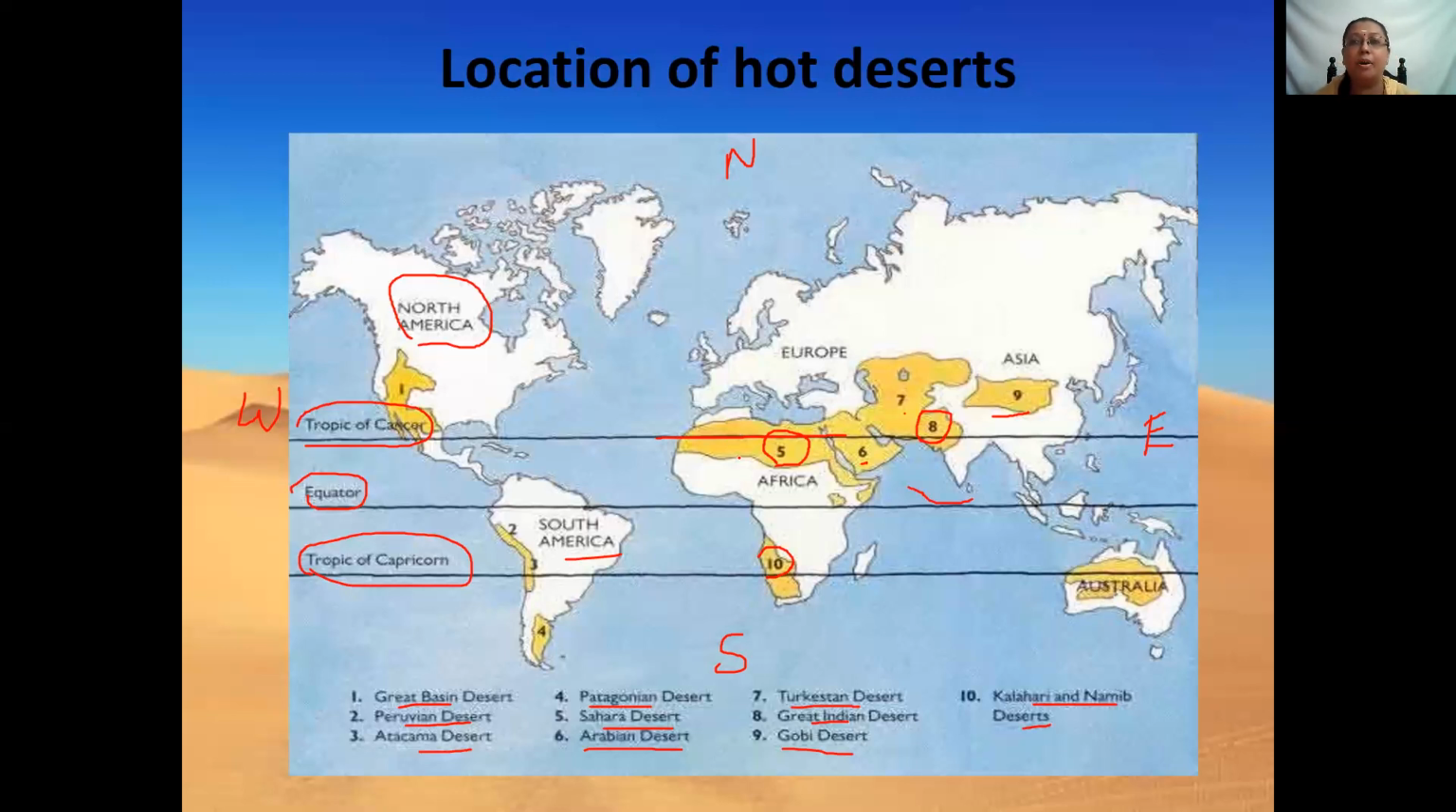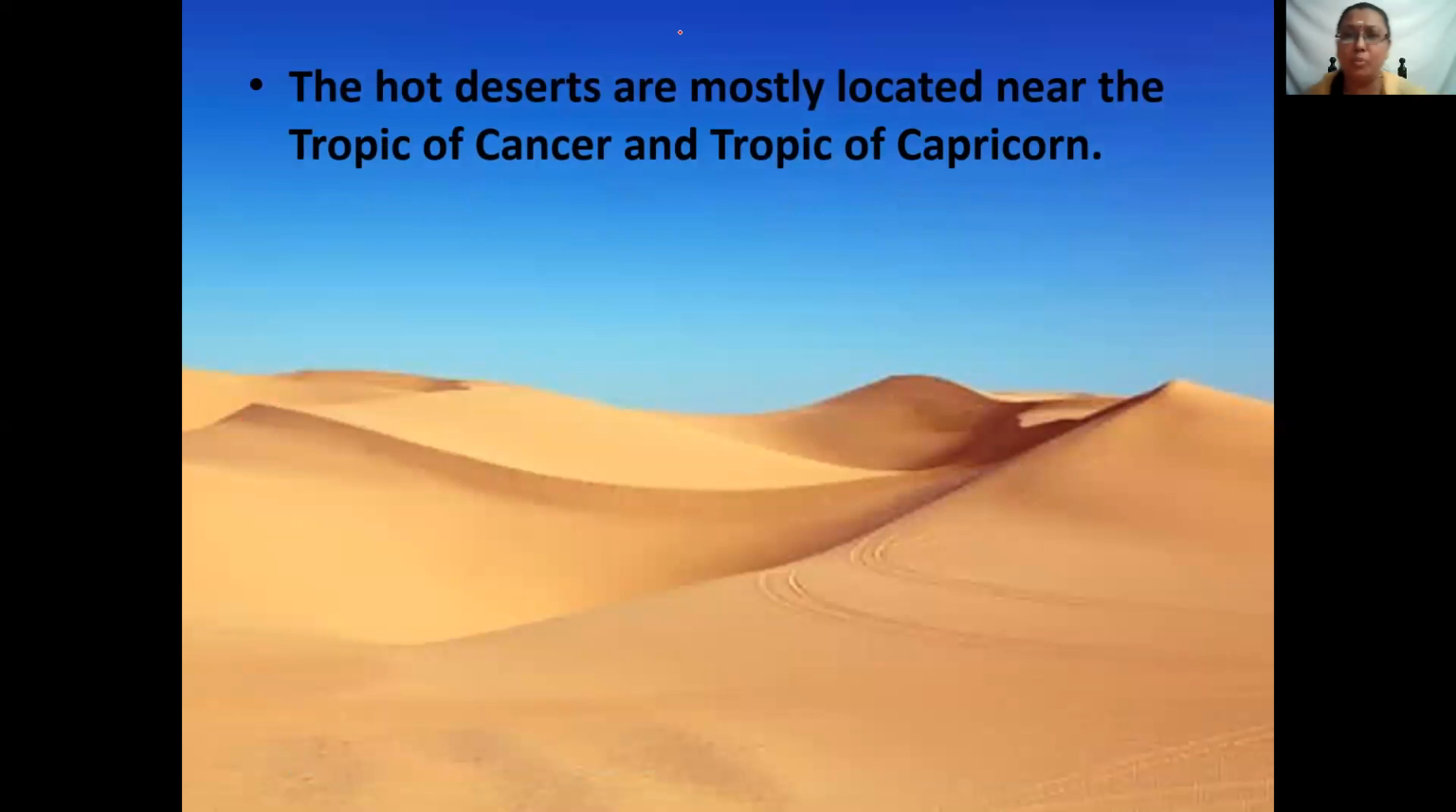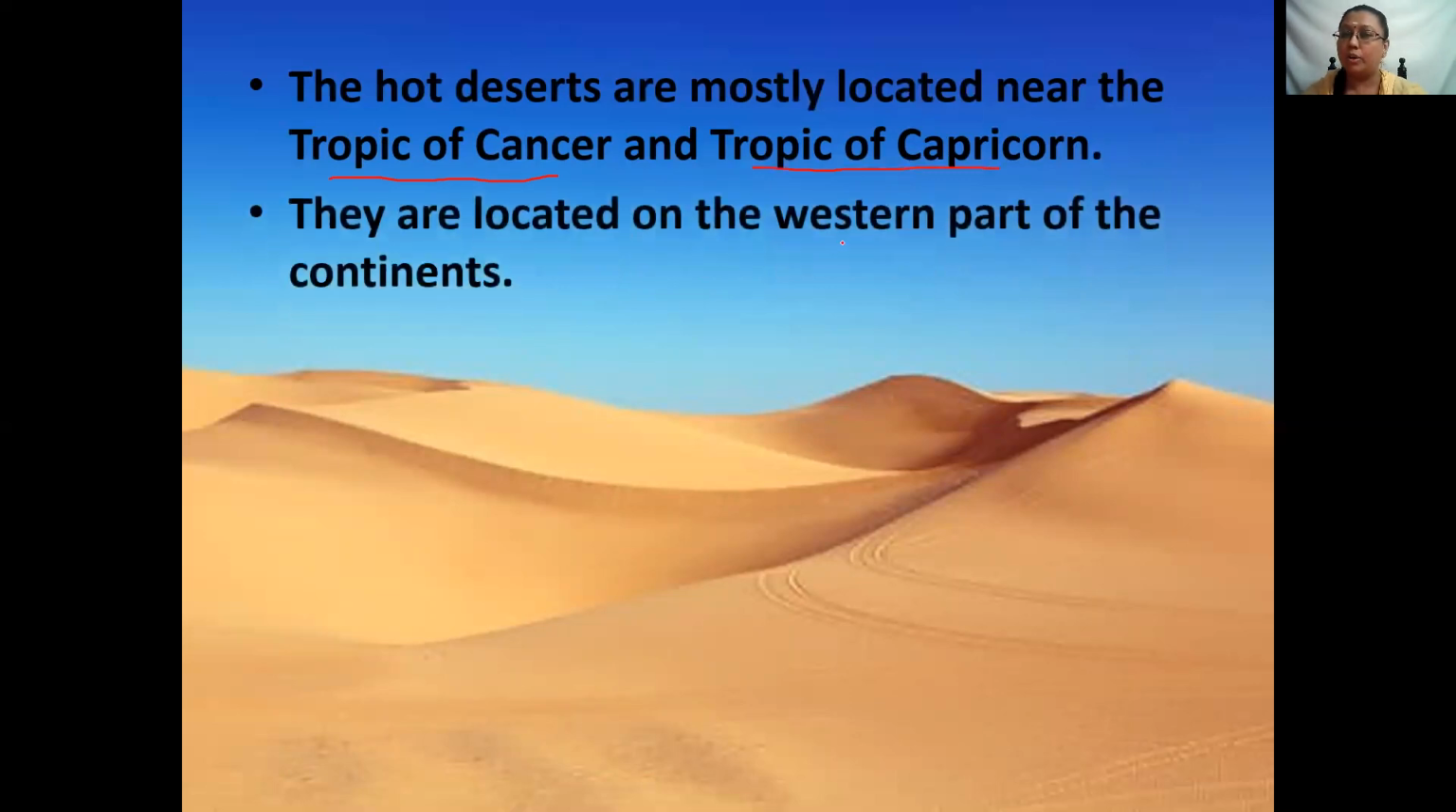Okay, so this is about the location of hot deserts. Now let us look at the points. Same points, whatever I told you with the help of the map, are repeated here. The hot deserts are mostly located near the Tropic of Cancer and Tropic of Capricorn. They are located on the western part of the continent.